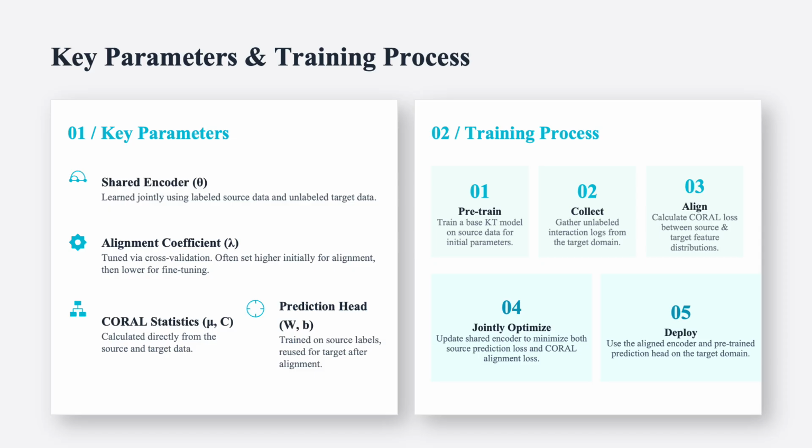The training process for AdaptKT is elegant. You start by pre-training a model on the source domain. Then you collect unlabeled data from the target domain. The core step is jointly optimizing the model to minimize two losses: the standard prediction loss on the source data and the CORAL alignment loss between the source and target features. This forces the shared encoder to learn representations that are useful for prediction and transferable across domains. Once trained, the model can be directly deployed on the target domain.